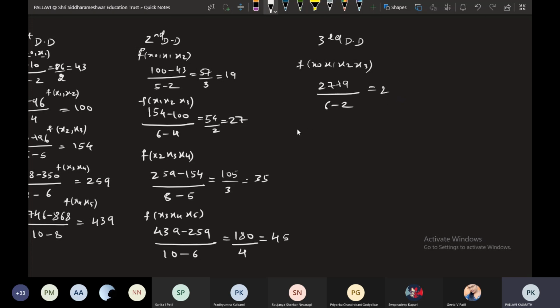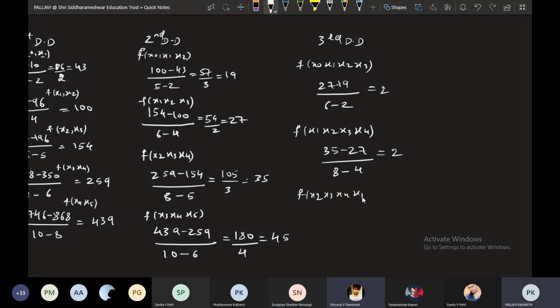Okay. Next value is x1, x2, x3, x4. So 35 minus 27 divided by x4 minus x1. x4 is how much? 8 minus x1, which is 4. How much is this? The answer is 2.